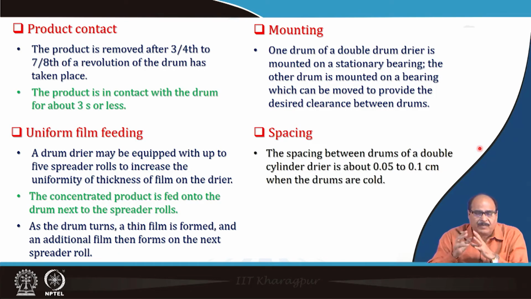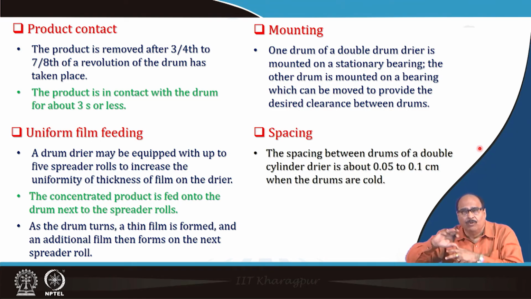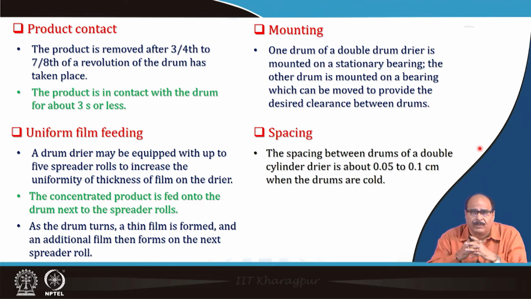Okay. Then product contact, that is the uniform film feeding. Mounting: one drum of a double drum dryer is mounted on a stationary bearing. The outer drum is mounted on a bearing which can be moved to provide the desired clearance between the drums, and then spacing with the drums of a double cylinder dryer is about 0.05 to 0.1 centimeter, where the drums are cooled, etc.